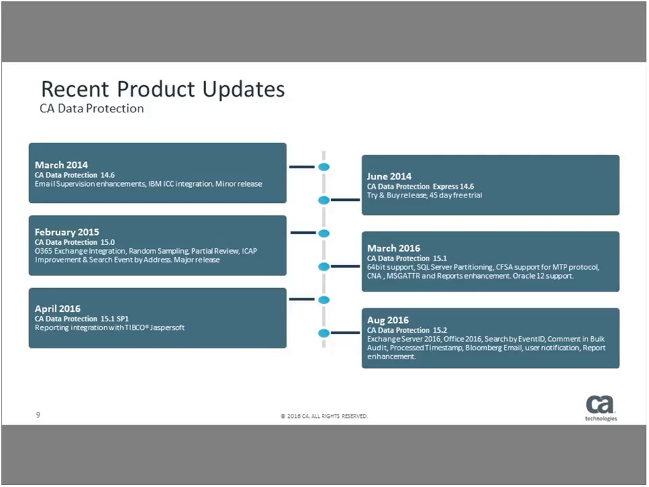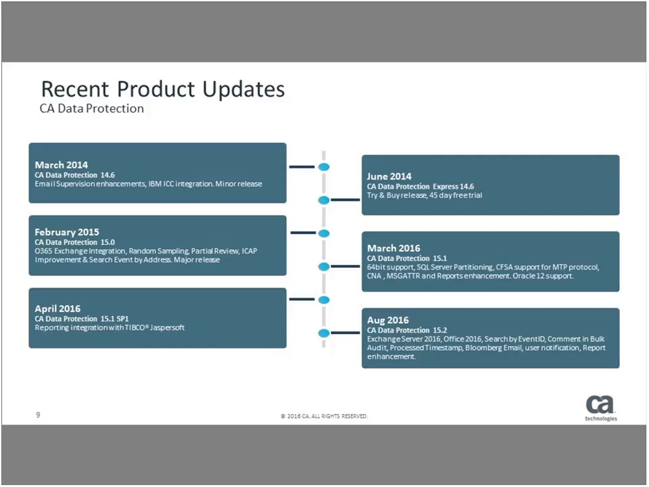Post that in June, we released Data Protection Express, which is a very light data protection utility. It was a try and buy with a 45-day trial period, and it's a very easy to install, deploy, and use product.